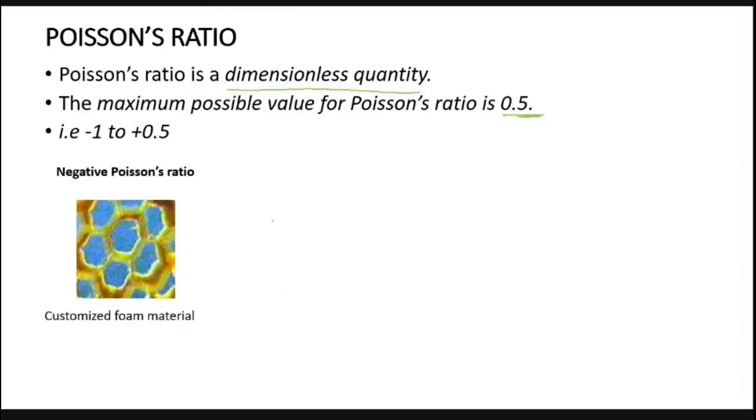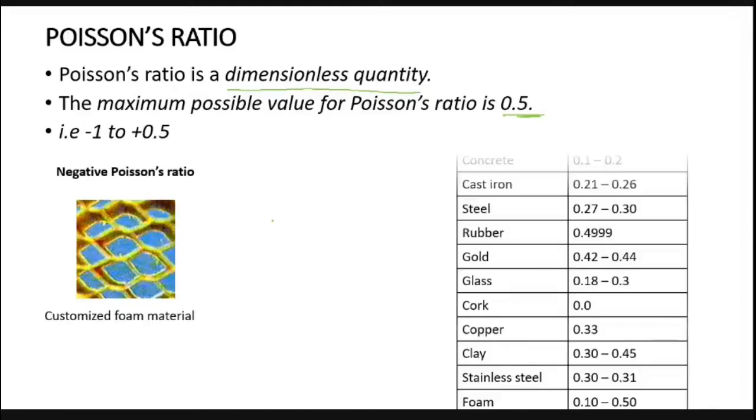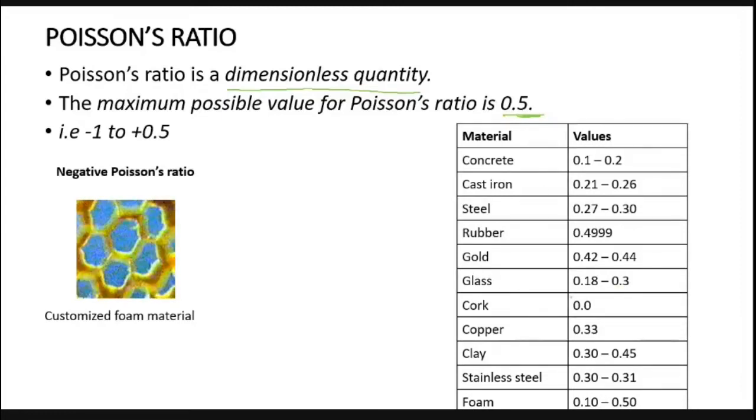So when you expand, it is expanding on the other sides. And these are some material values, Poisson's ratio values. Most of the time, steel will be around 0.27 to 0.3. And of course copper is 0.33, stainless steel also 0.3 to 0.31. Rubber is 0.499, cork is 0. So these are the Poisson's ratios for different materials. And make sure all this should be within the elastic limit.